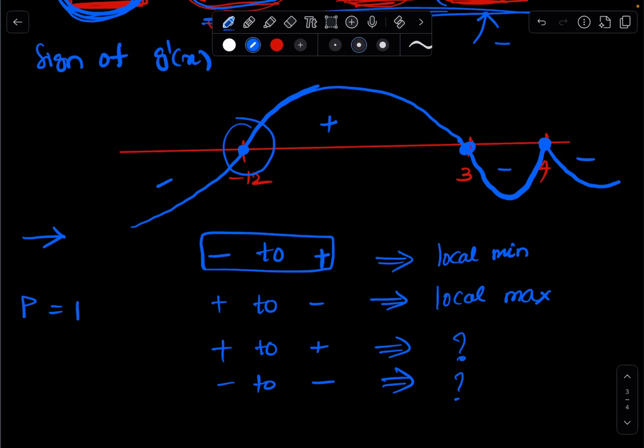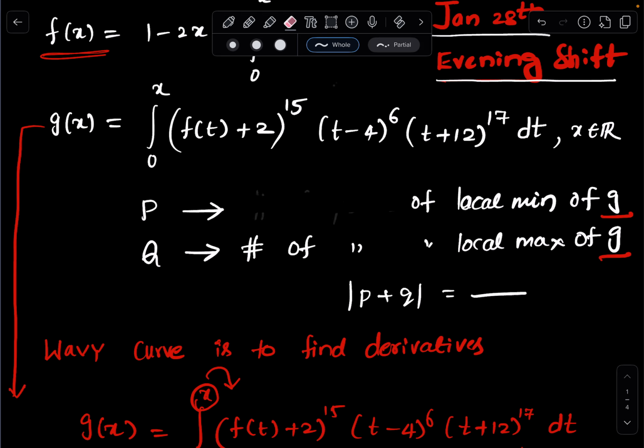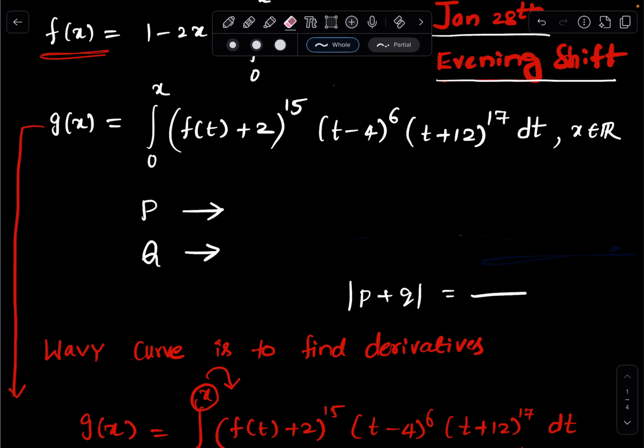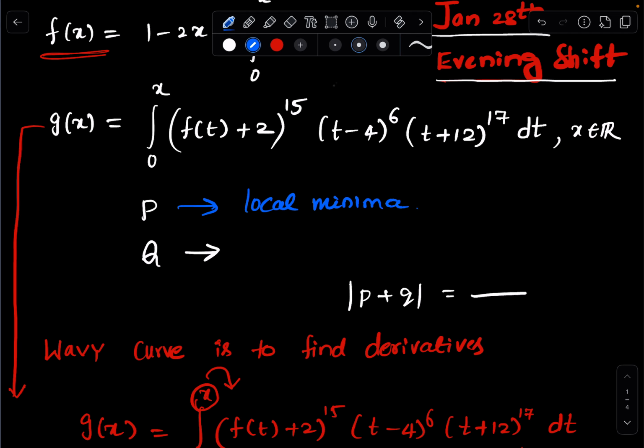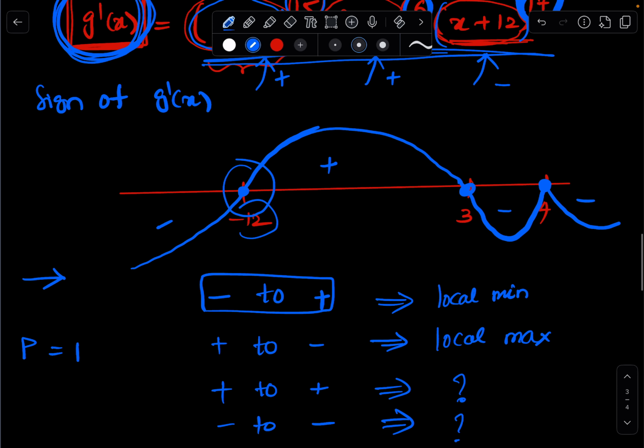So the value of p is, sorry, the question is not to find the number of points of local minima. It is to find the x coordinate of local minima. Alright, so this p is local minima and your q is local maxima. So the value of your p will be minus 12. So that is where you have local minima.